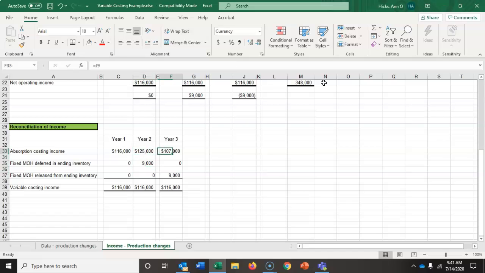Year 3, absorption costing income was $107,000. Nothing was deferred, but that $9,000 from the previous year was released. And that leaves us with variable costing income of $116,000. In other words, because that deferred overhead from the previous year was actually released, in other words, expensed, we now have reduced income under absorption costing and higher income under variable costing.